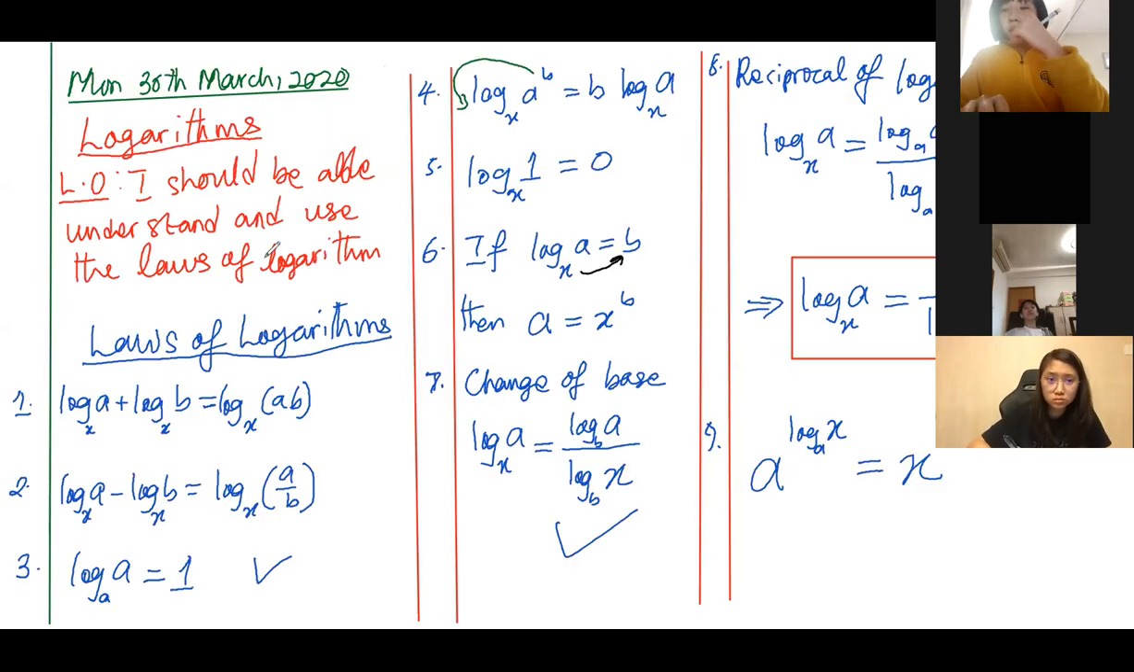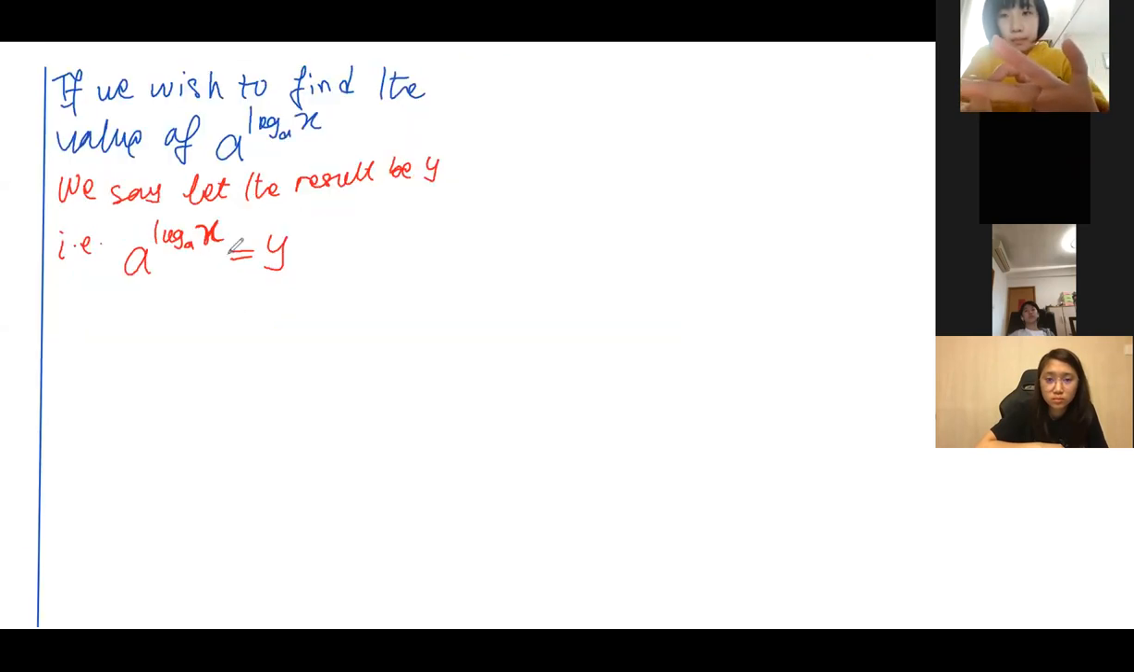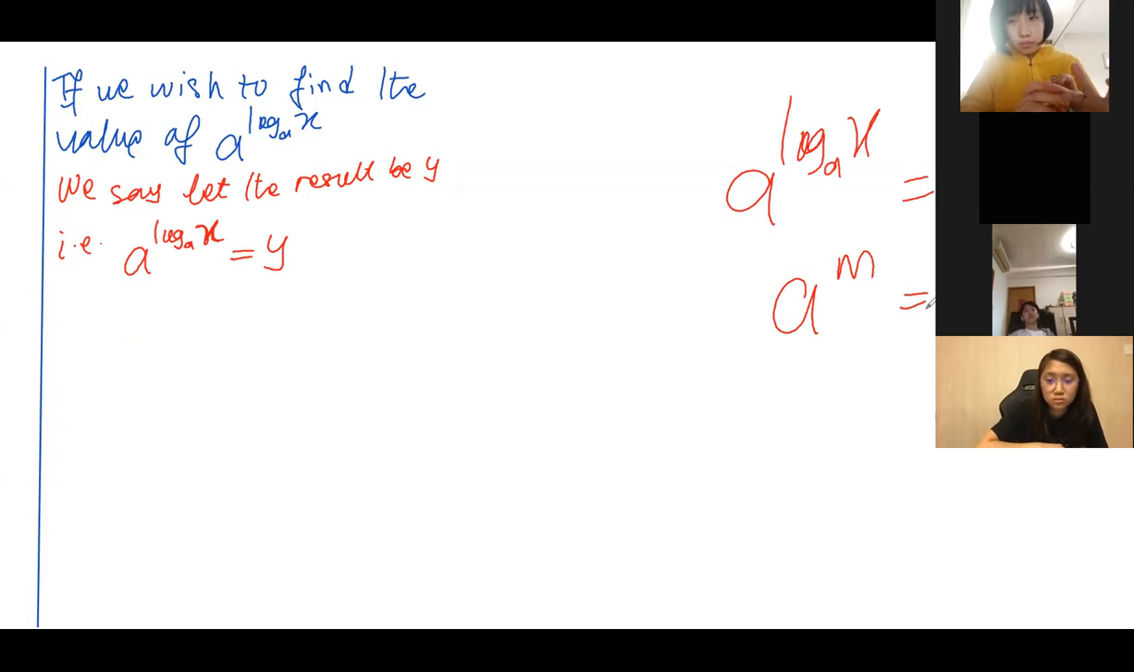Are you paying attention, please? Remember this law, this one, law six. Can you see? Let's come to that law. What you have currently is a power. What do I mean? Log base a of x equals y looks like a to power m equals y. Do you agree? According to this, this must have been the base of a log when y had a log, right? So it must have come from logarithm to base a of y equals m. According to this law six, can you see that?